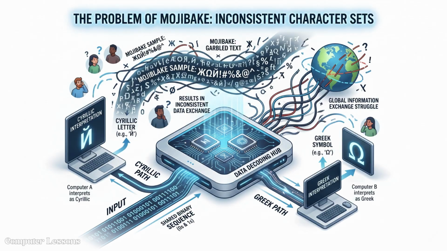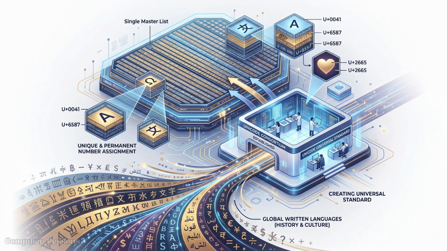The term mojibake describes the garbled text that results from decoding a string using the wrong character set. A computer might interpret a binary sequence as a Cyrillic letter, while another sees a Greek symbol. This lack of consistency made global information exchange a constant technical struggle. The industry required a single master list to accommodate every written language across human history and culture.